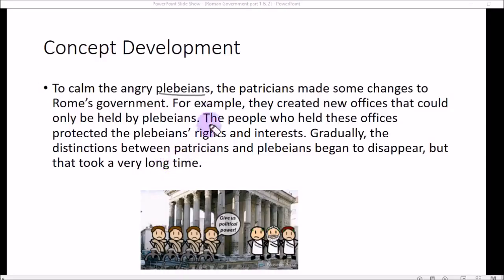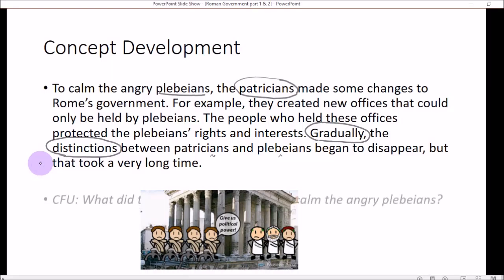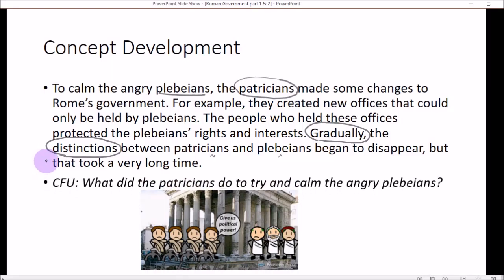All right, so remember the plebeians again, commoners. Patricians are nobles, wealthy landowners, acting as senators a lot of times. Let's see what else we got here. Gradually means slowly. Slowly, the distinctions. This means differences in a way. So slowly the differences between these two groups of people, patricians and plebeians, began to disappear. But it took a long time. Okay, let's go to the question. What did the patricians do to try and calm the angry plebeians?